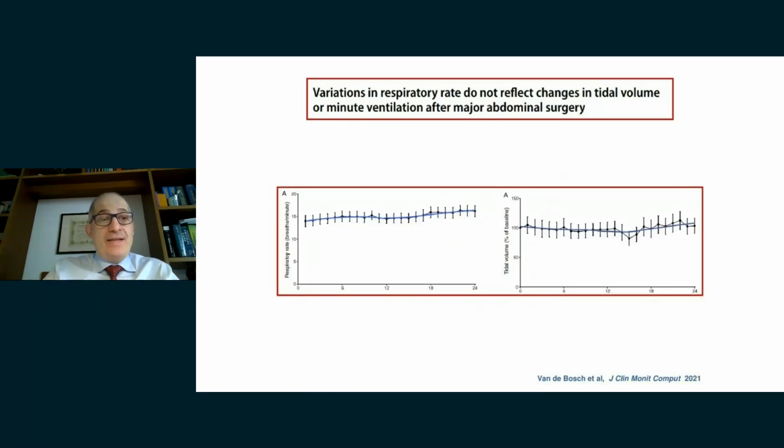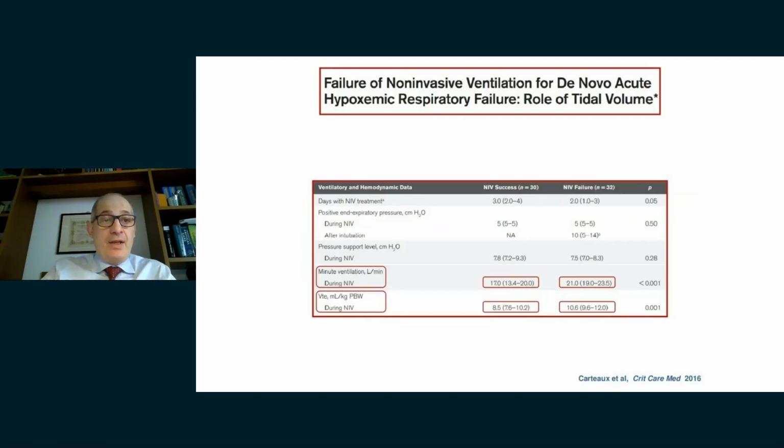And this was an example of a patient after general surgery in which respiratory rate and tidal volume were recorded for 24 hours. Respiratory rate significantly increased from the end of the surgery to 24 hours later without any change in tidal volume. So unfortunately, if we want to have an idea regarding the minute ventilation, we have to combine the two, respiratory rate and tidal volume.